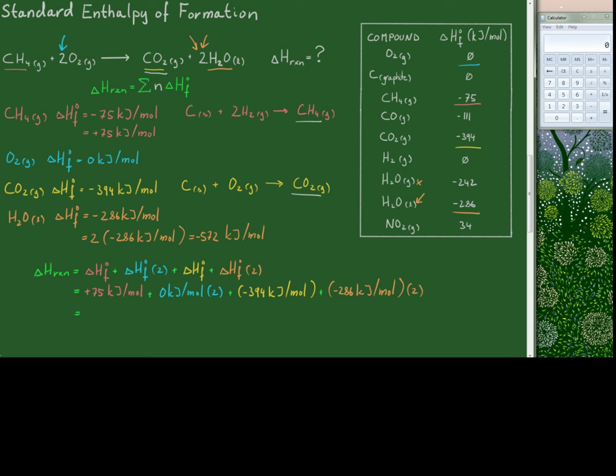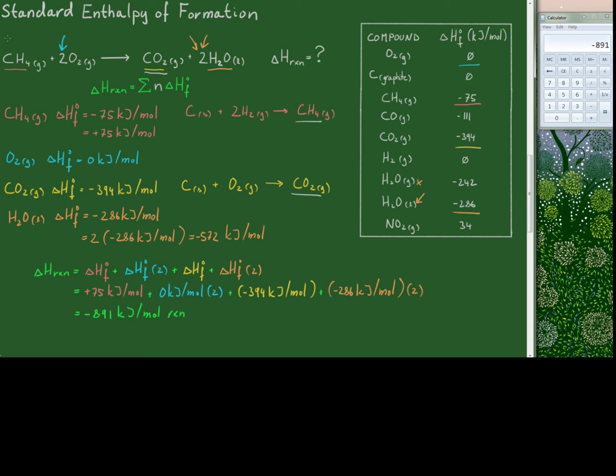That will give us a value of, and I can use my calculator up here, so we have 75 plus 0, so I can ignore that, minus 394, minus 572, because that is 286 times 2, and we get a value of negative 891 kilojoules per mole of reaction.